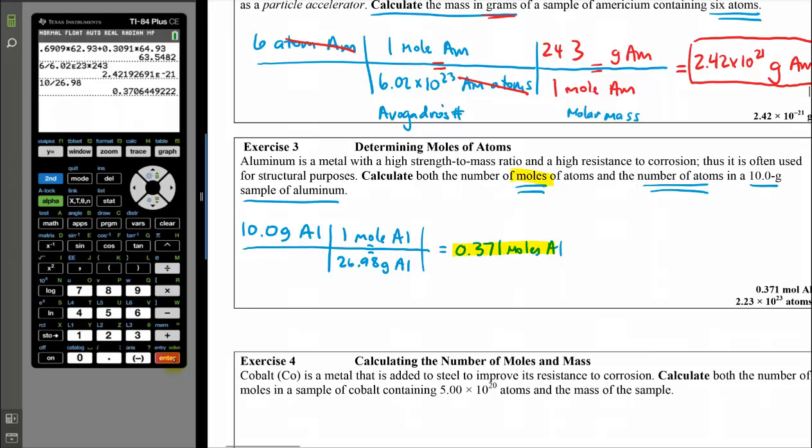That's this guy, moles of atoms. Now, we do need to go one step further, though, because they also wanted the number of atoms. So let's go ahead and give them that, too. I know that 1 mole of any element, including aluminum, contains 6.02 times 10 to the 23rd atoms per mole. And remember, that's the number that's on your formula sheet, so don't feel like you have to memorize it.